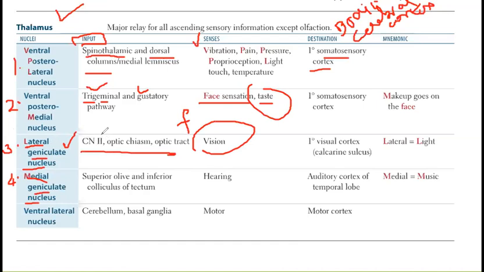So cranial nerve 2 is optic, and then the optic chiasm, optic tract. We will be studying all this in detail, the rod and cone cells, everything, the pathway. But the destination is the primary visual cortex. It is present in the occipital lobe, in your occipital lobe.